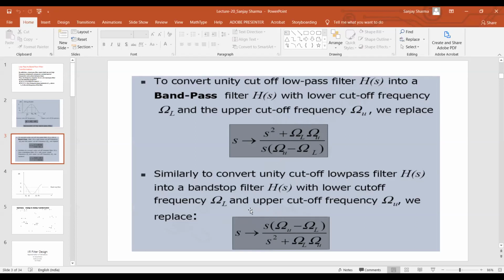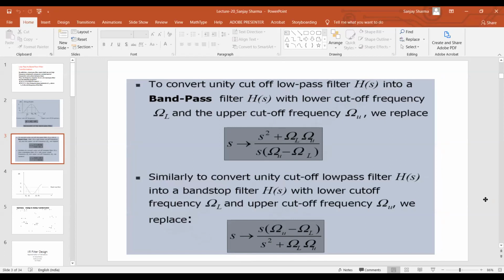And for a band stop filter, this omega U minus omega L will come on the top, and the denominator term will come as the numerator and the numerator term will come as the denominator. Only that is the difference. So to convert it into a band reject filter or band stop filter, you have to replace every S in the low pass filter prototype with this term, right? So these are known as the transformation.